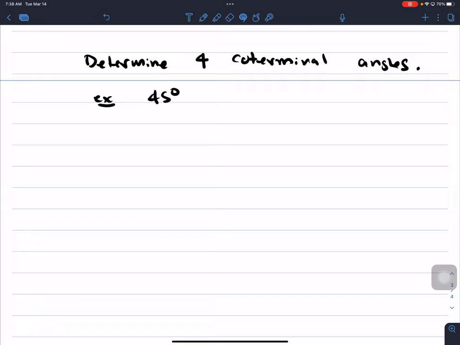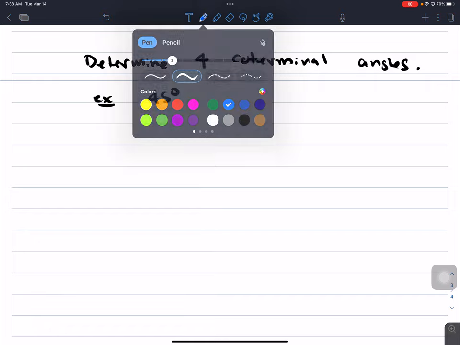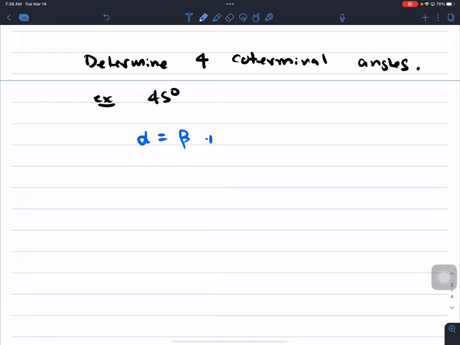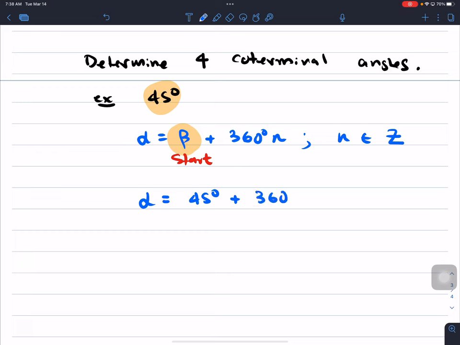So how do I do that? Well, you're going to use the formula: alpha equals beta plus 360 degrees times n, where n is an integer. This is what we can say mathematically speaking. So what do I do? Well, you take that 45 degrees and put it right in here. This is where you start. That's your starting point. So do I start with 45 degrees and just keep adding integer multiples of 360 degrees? And the answer is absolutely.